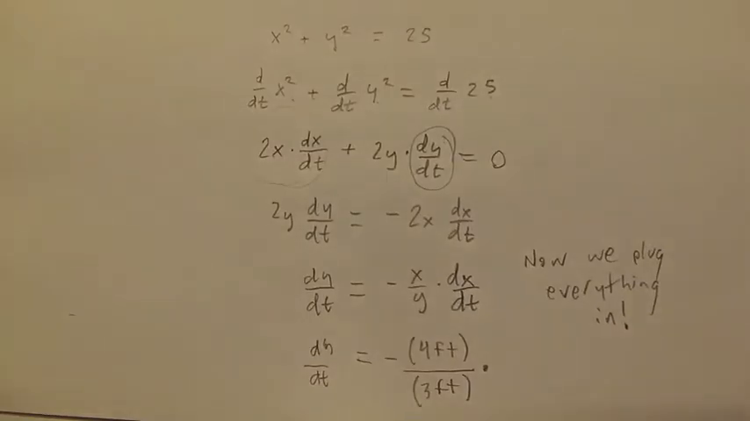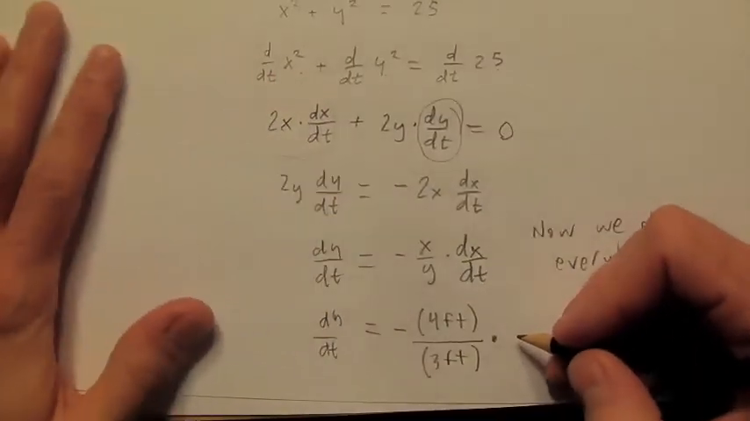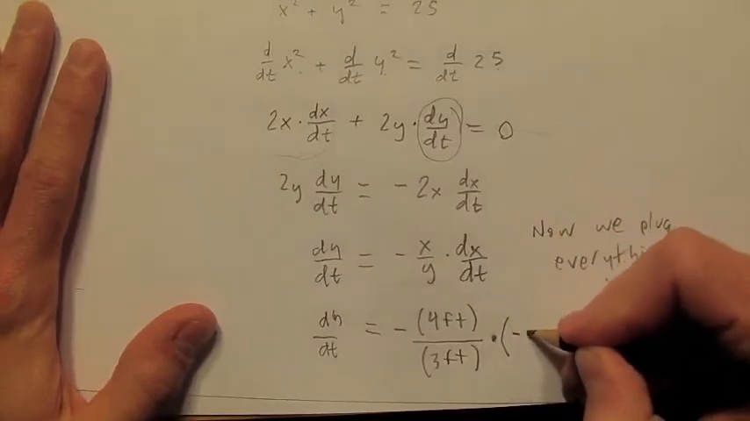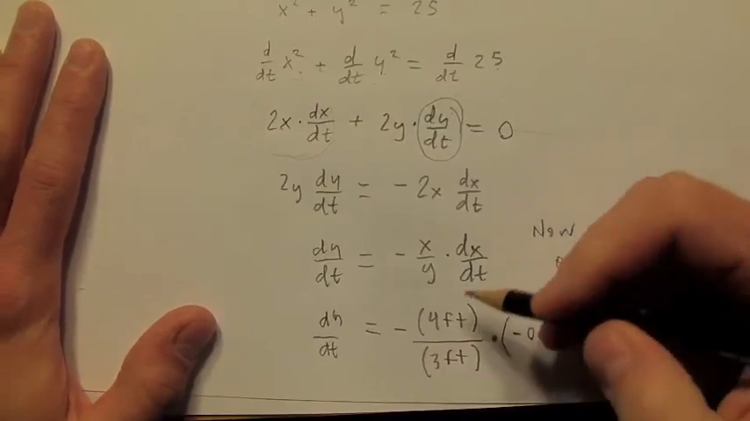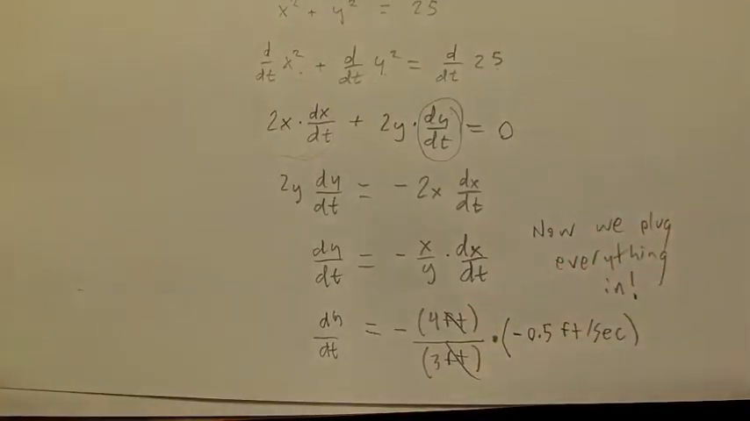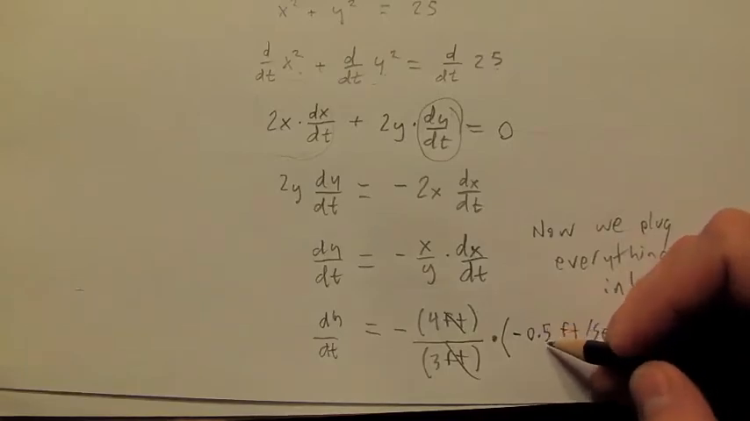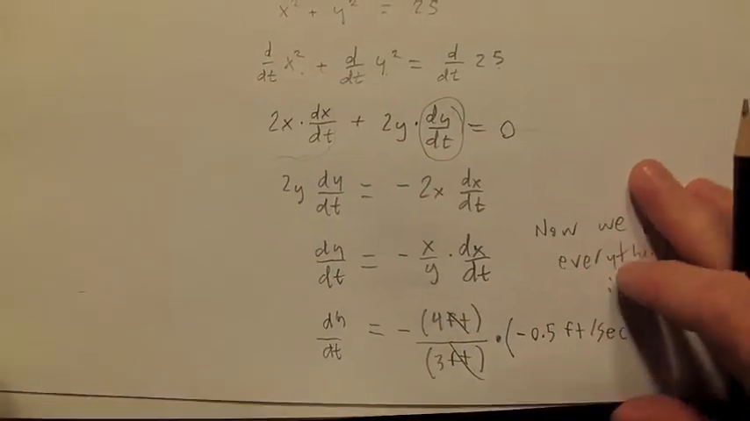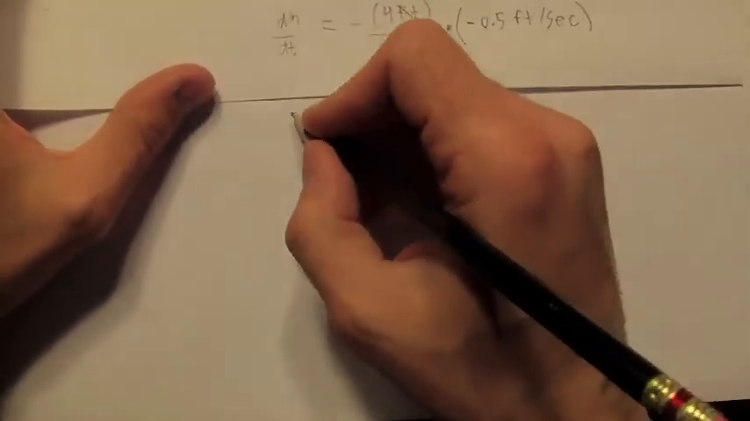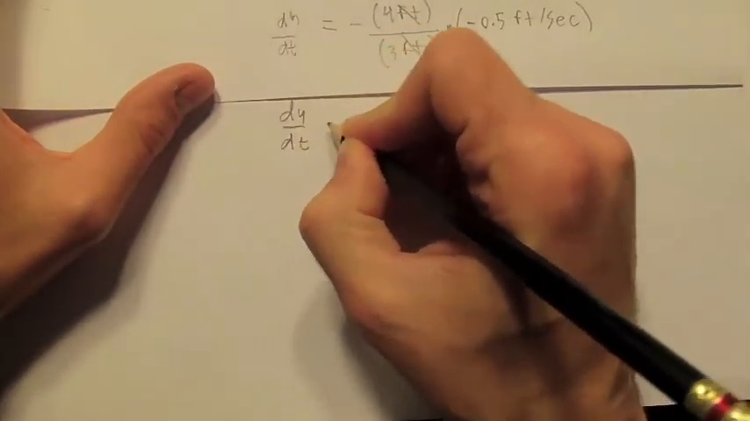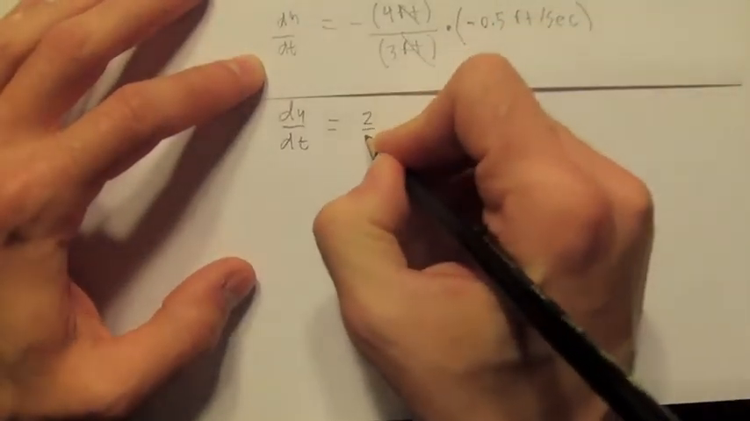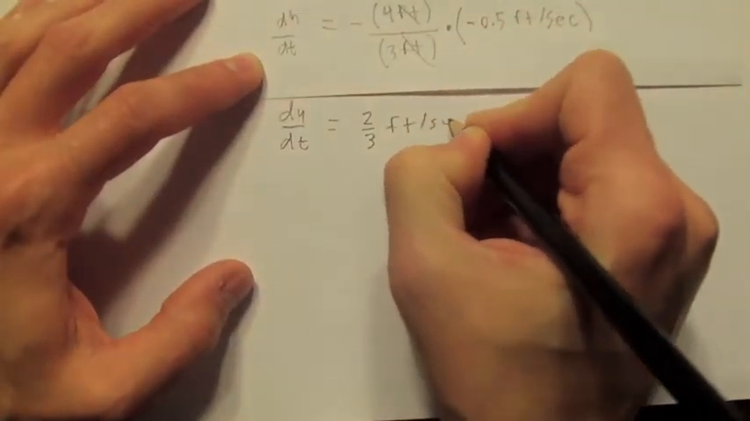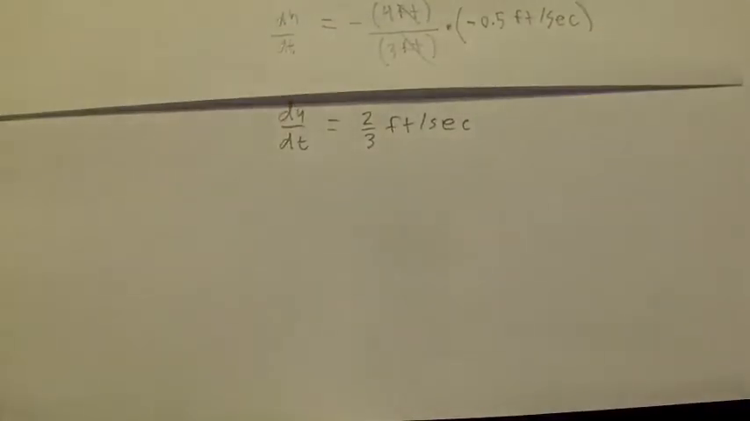So this is going to be, when I put this in, negative 0.5 feet per second. So the feet here actually cancel. Okay, and this is 0.5, so that's 1/2, so that's actually going to cancel with the 4, and it's going to give me that dy/dt, its rate, and I have a negative and a negative, so I'm going to get a positive. I'm going to have 2/3 feet per second when I'm finished.